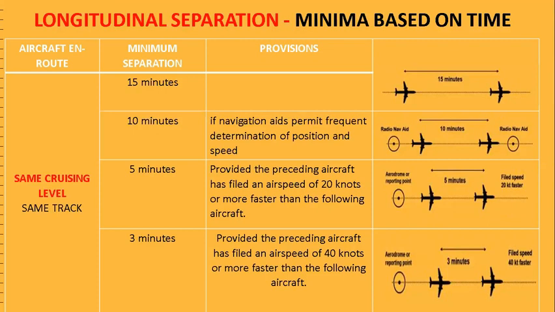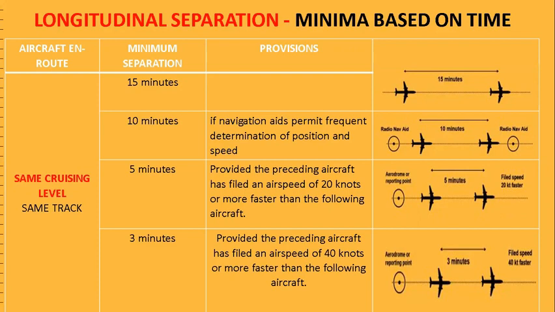In this we have to see whether aircraft are climbing, descending, or maintaining a level, and whether they are on the same direction, opposite direction, or crossing tracks. Based upon that, the separation will change. This table gives a complete understanding of what separation we apply. The first column shows aircraft maintaining the same level and on the same track. Same level means flight level: if one aircraft is at flight level 200, the other is also at flight level 200.